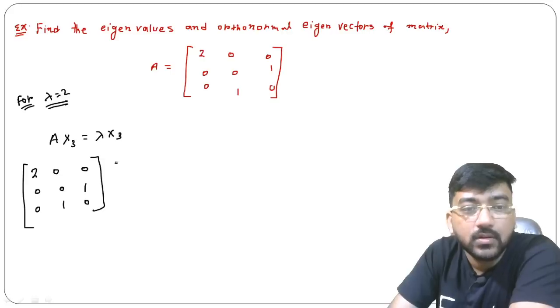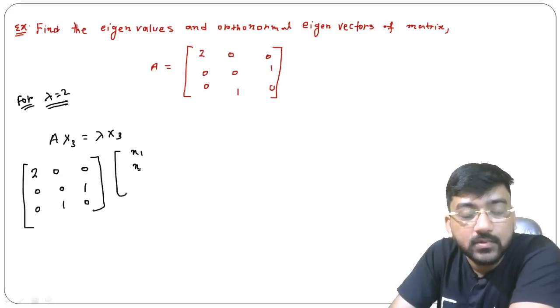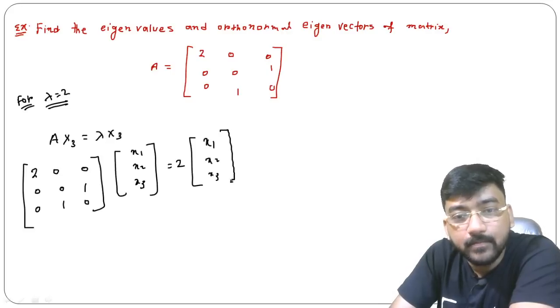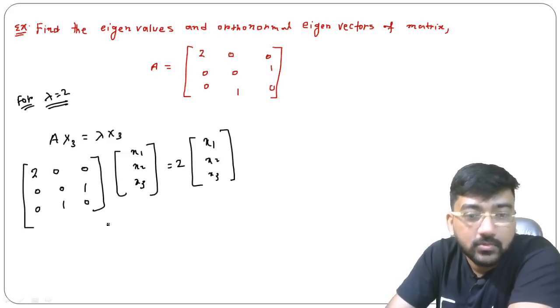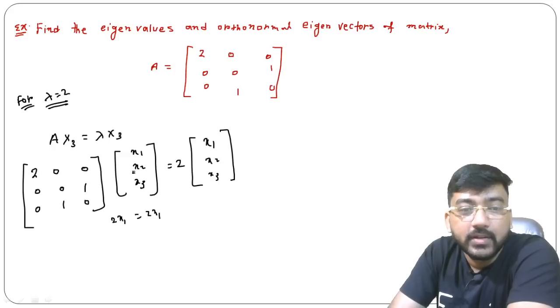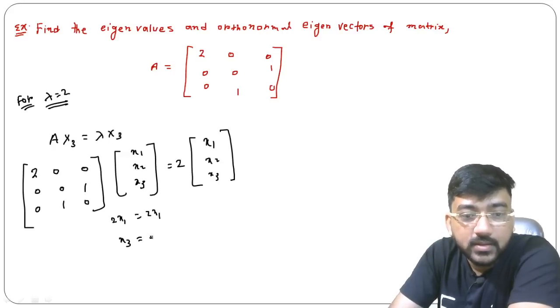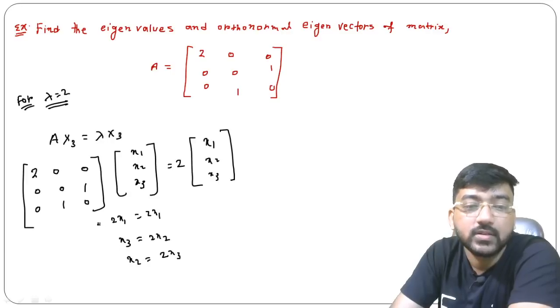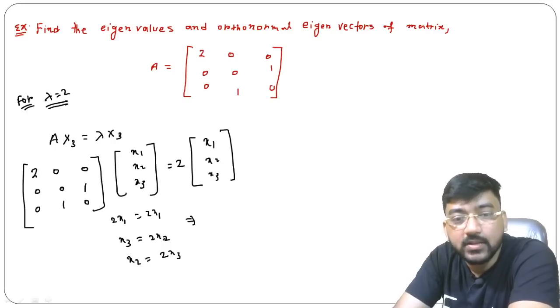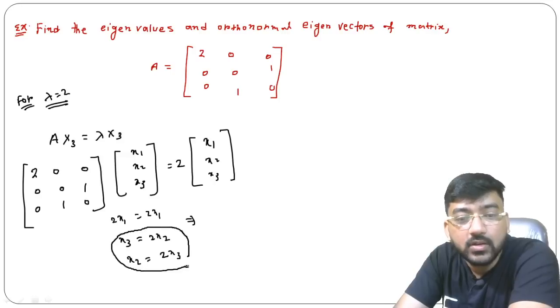Okay, and for x3 let us take again x1, x2, x3, and for lambda it will be 2. So 2 into x1, x2, x3. Now, if you multiply this, you will get 2x1 is equal to 2x1, x3 is equal to 2x2, and x2 is equal to 2x3. Now you can see from here that 2x1 is equal to 2x1, x3 is equal to x2, and x2 is equal to 2x3. This will hold if we take x2 and x3 as 0, and x1 can take any value.